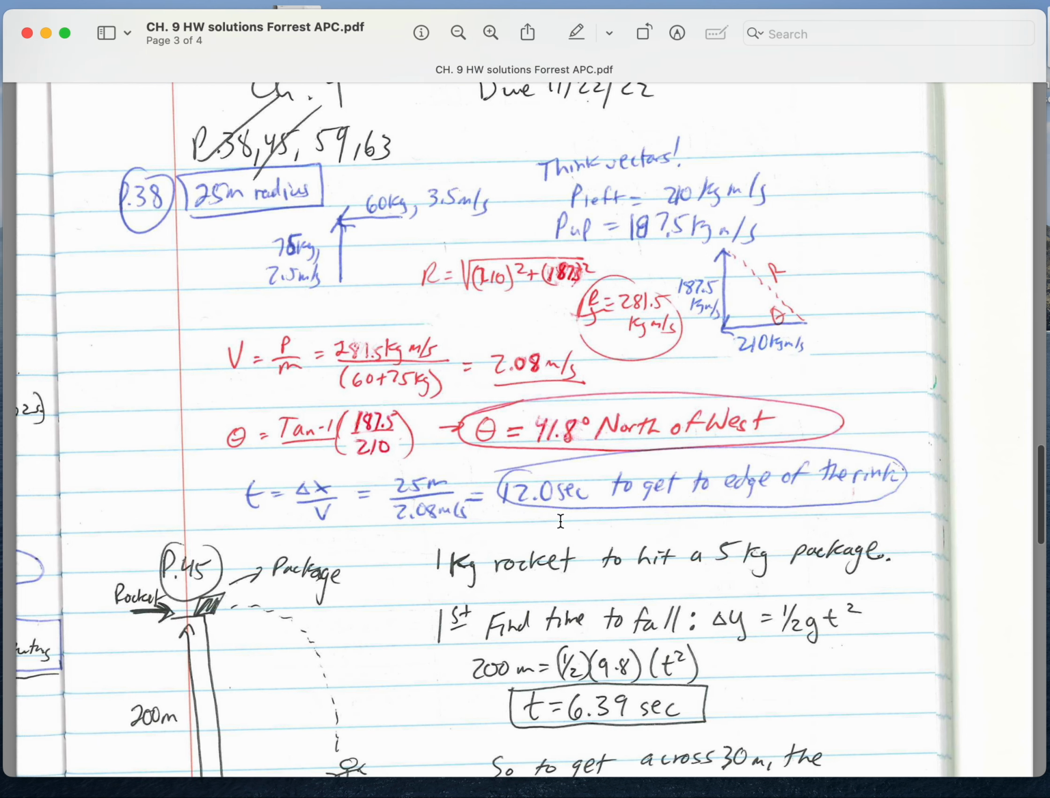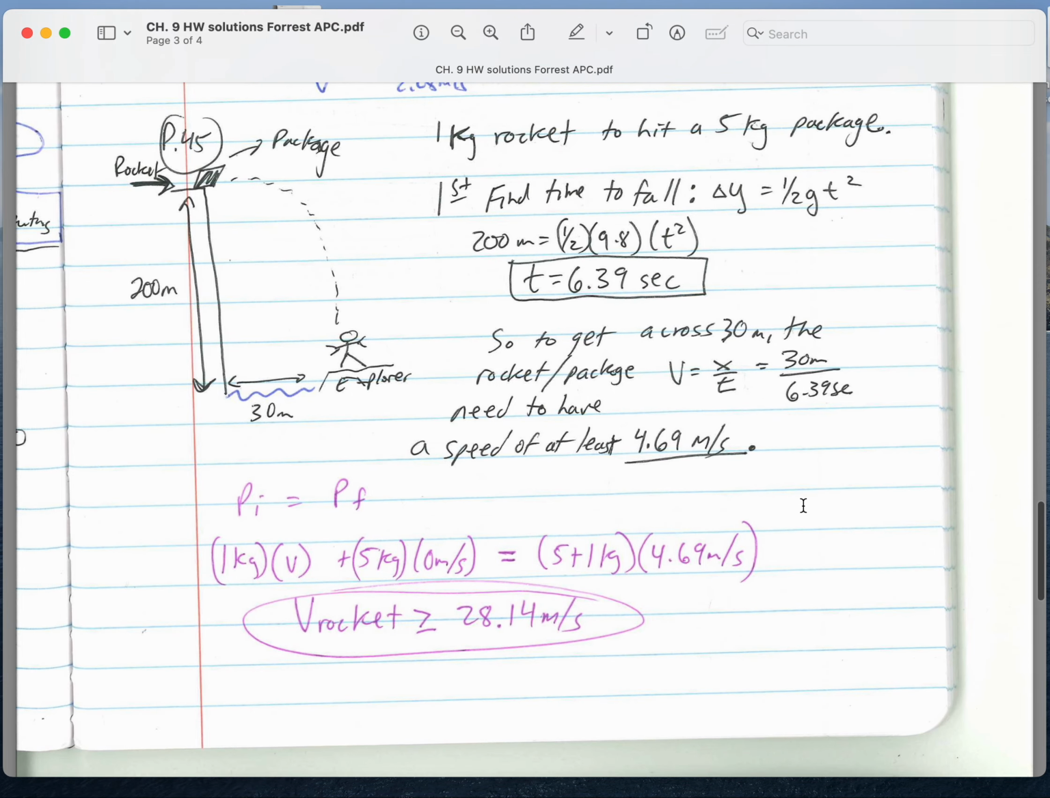To find out how long it takes to get to the edge of the rink, it said the rink had a 50-meter diameter, so that's a 25-meter radius. So you're starting at the center, and it doesn't matter what direction you're going to go. You need to go 25 meters to get to the edge of the rink. So I just did change in position over velocity would equal the time. That was around 12 seconds.